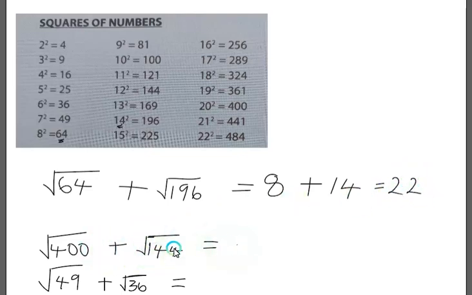So I want you to try this. We have square root of 400, which is this, and square root of 144, which is this. So I want you to try that and then tell us what we have. Then square root of 49, you can see that, which is 7, and then square root of 36, which is 6. So I want you to try that and tell us what the answer is.